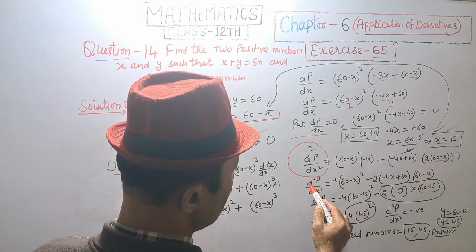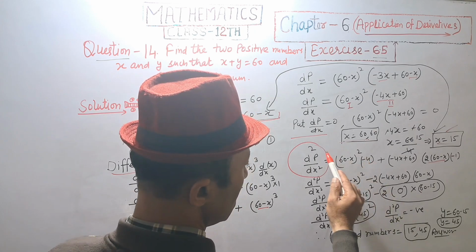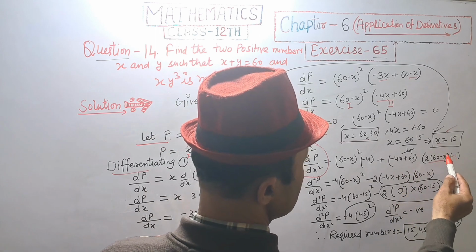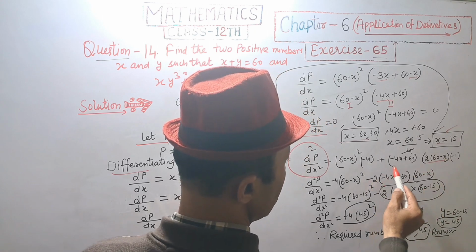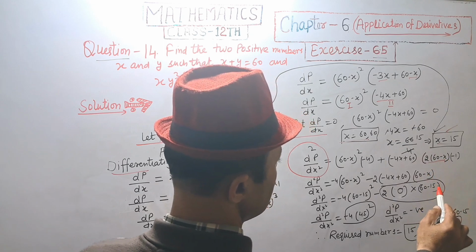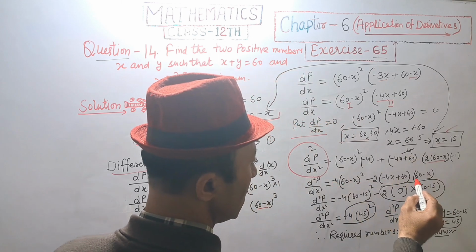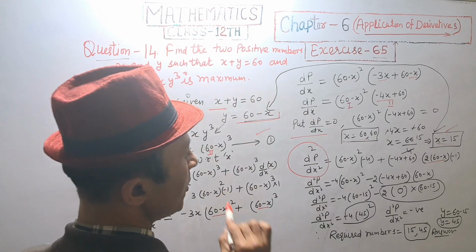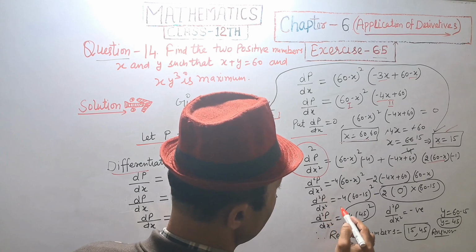And next step, d square p upon dx square equal to minus 4 into (60 minus x) square, minus 2 into minus 1, that is minus 2 into (minus 4x plus 60) as it is, (60 minus x) as it is, and we are putting the value of x equal to 15 in the double derivative to find the value of maximum or minimum. We find the maximum value, so we are putting x equal to 15 in the double derivative.